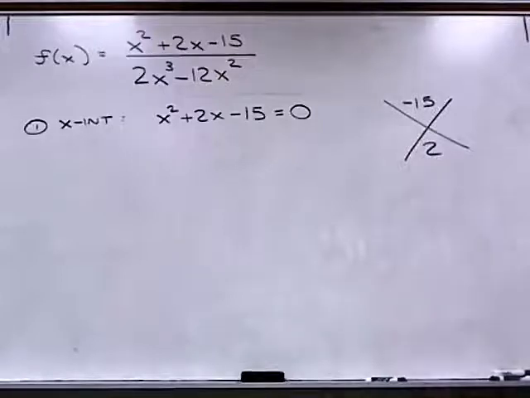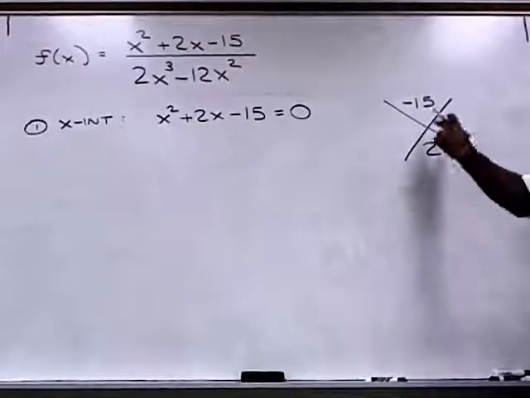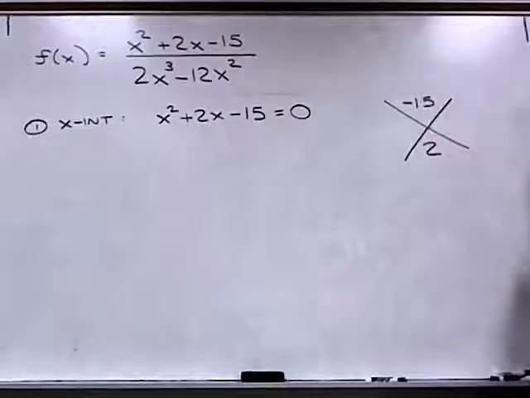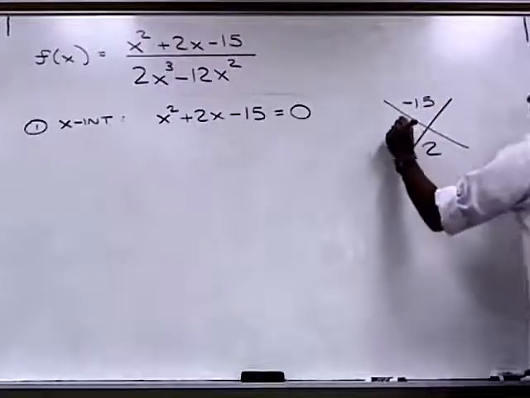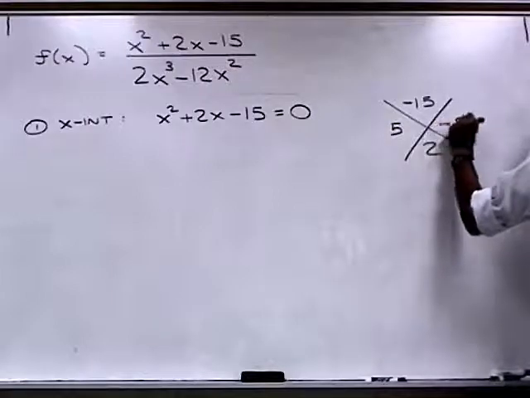I'm going through all the steps because we have a test next class. I want to make sure I don't skip anything. That's what I would do, right? Then I come up with 2 numbers that multiply to be negative 15 and add to be 2, which are 5 and negative 3, right?